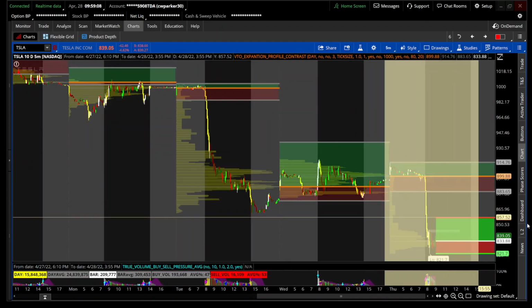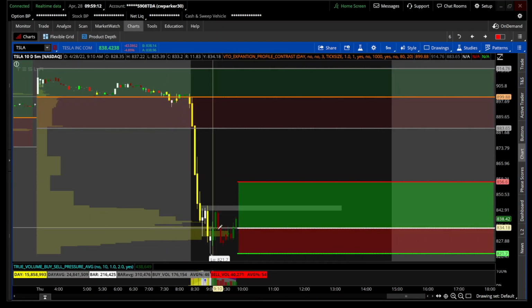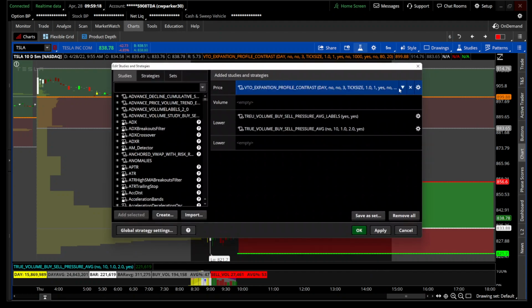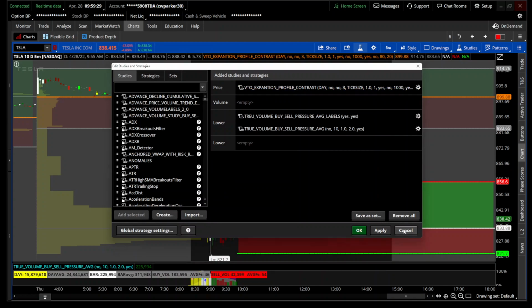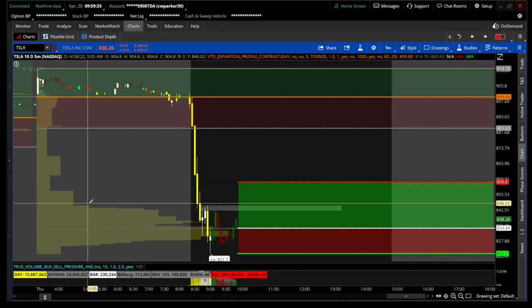And what other features? That's pretty much it for this indicator. As you can see, Tesla's moved above its current day's point of control. I have mine set on 80. You can set yours to wherever you want, but I have it preset for 80. You can change it back to the out-of-the-box setting of 70.